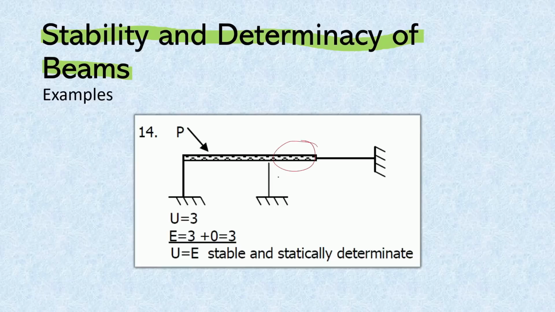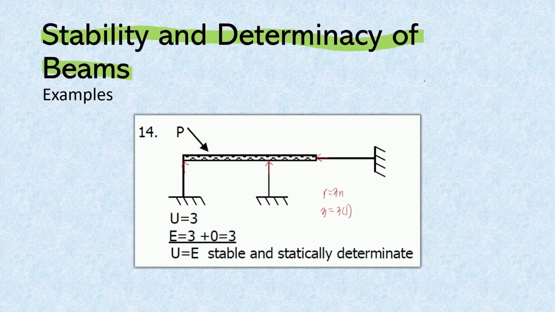And then if we have this structure, this will have a reaction here, and also here, and also here. And so we will have a total of 3 reactions, and then we have 1 member. So using R is equal to 3n, we have 3 is equal to 3 times 1. And so our beam will be stable and statically determinate.